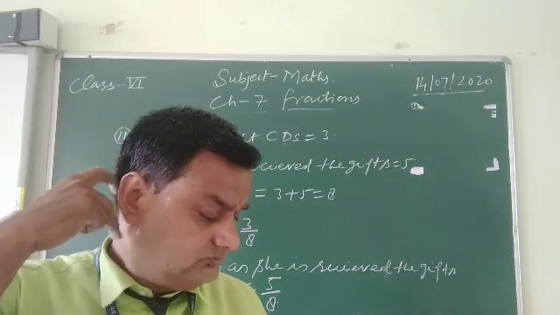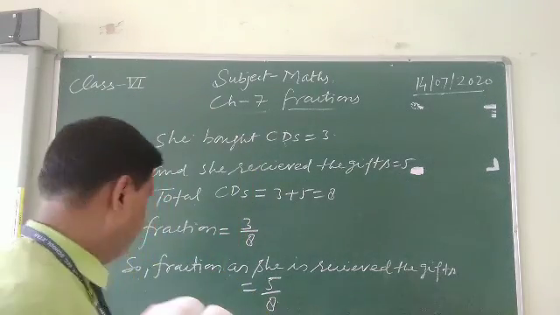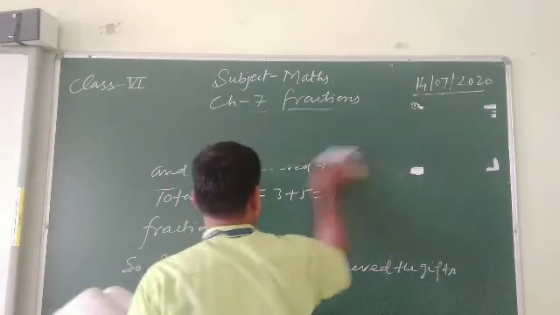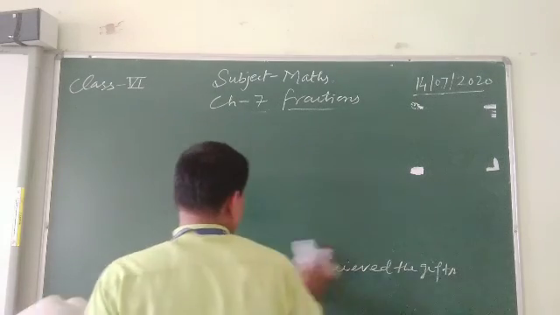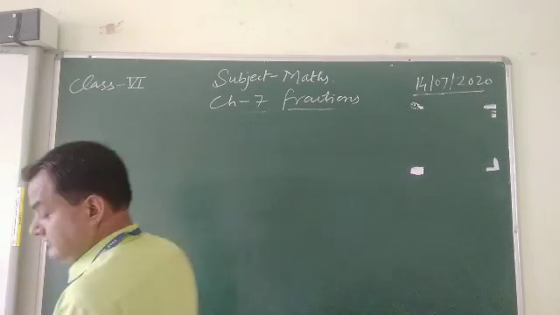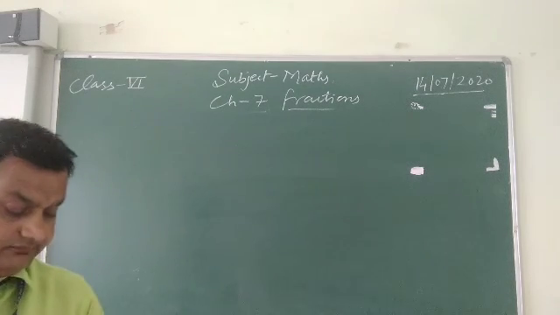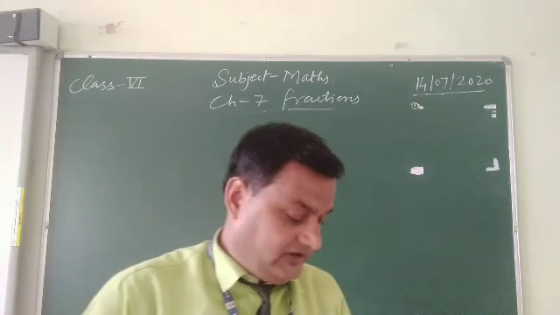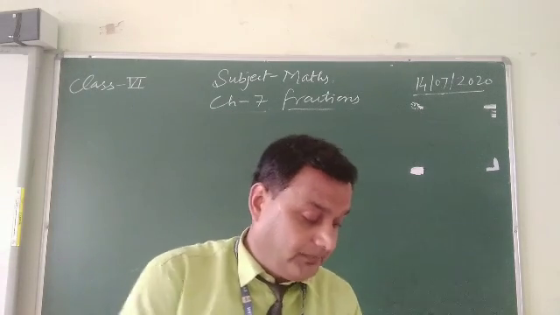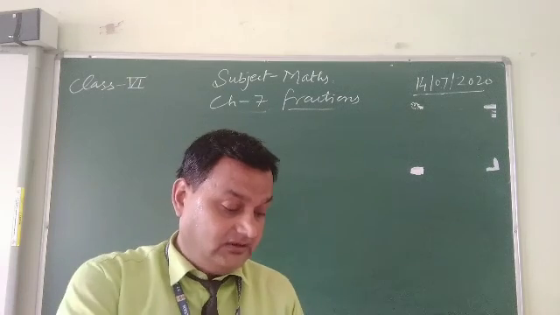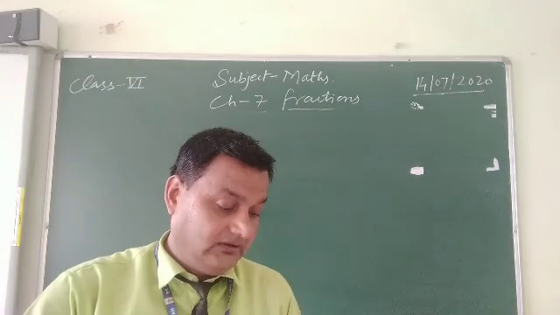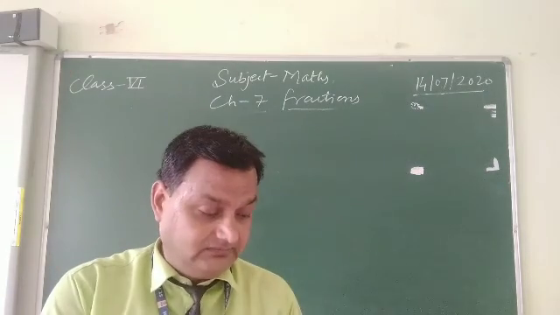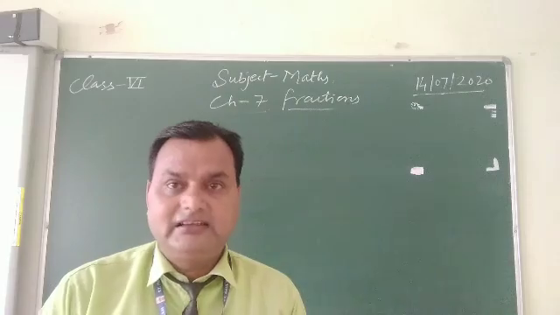So exercise 7.2. Before exercise 7.2 starts, we will take some points. Fraction on the number line, and these are the proper, improper and mixed fraction. These points are given, and some simplest form of the fraction. These are some fractions given.